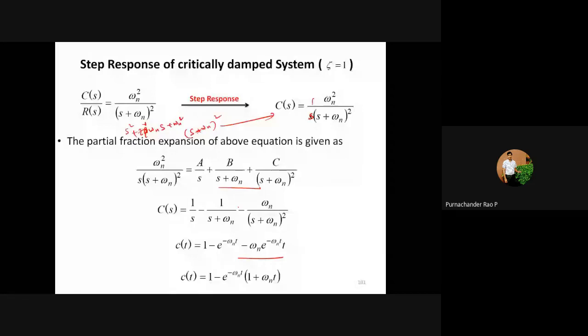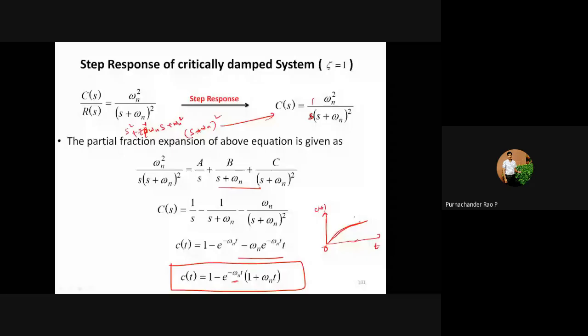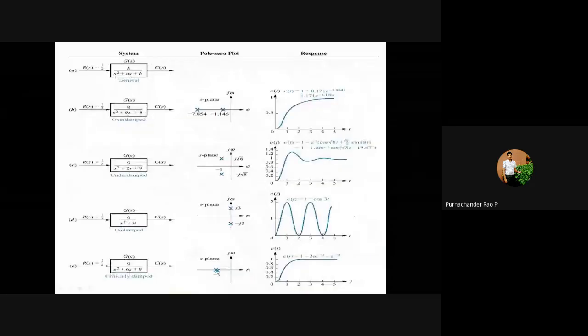This is your final response, C of t, which is only exponentially varying. So the critically damped response is plotted as C of t with time t, starting from 0 and rising exponentially. So this is a second order system.